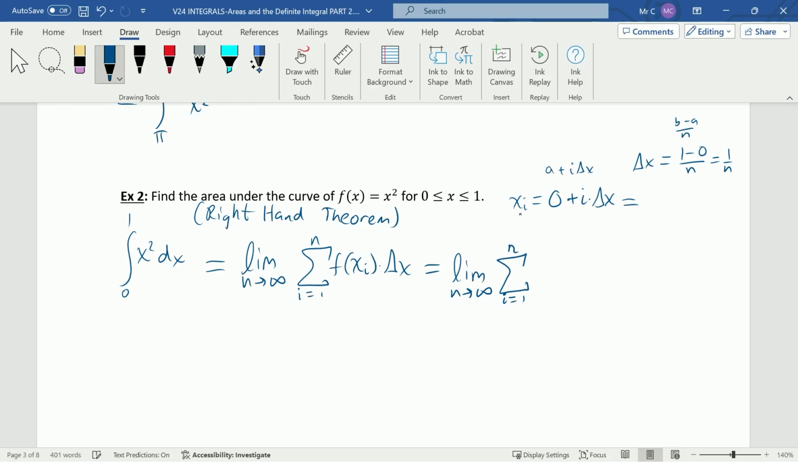Okay, and let's see, x sub i here is i times delta x, which is i times 1 over n, or i over n. So now we can plug this stuff in. f of x sub i, well, that's x sub i squared times delta x, which is 1 over n.